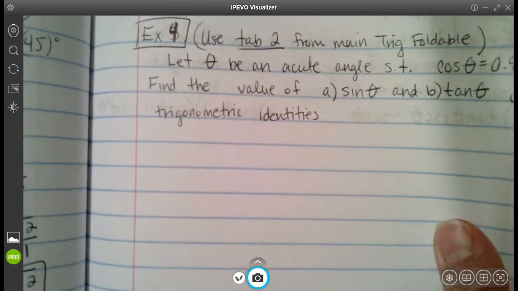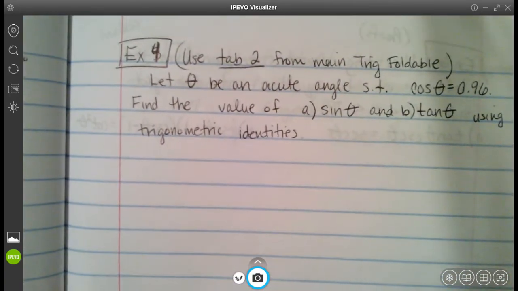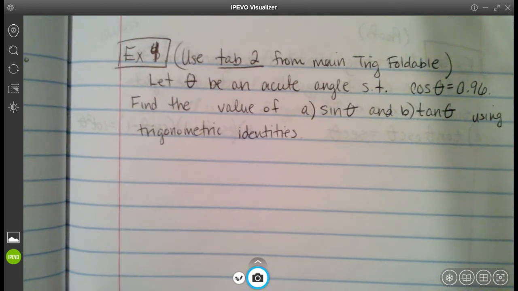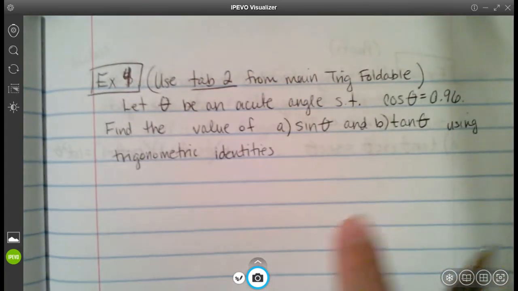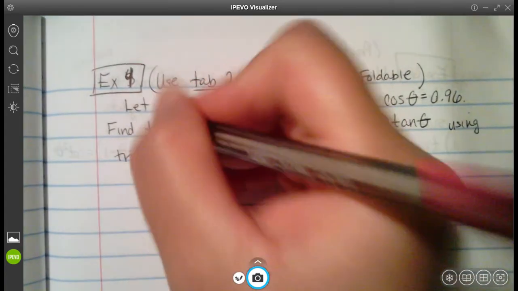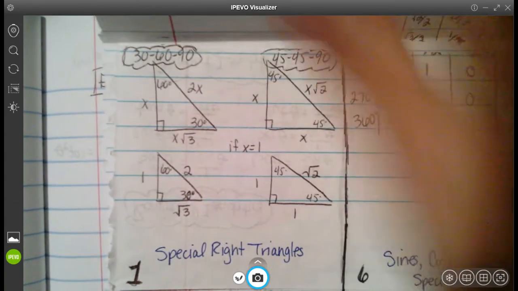Example number 4. Just lots of examples for these. It tells us to use tab 2 from the main trig foldable. So I'll go ahead and show you what that looks like in just a bit. It says, let theta be an acute angle such that cosine of theta is equal to 0.96. Find the value of A, sine theta, and B, tangent theta, using trigonometric identities. So we have to use some identities for this one. And we do have them in our foldable. Hopefully you have it written out already.